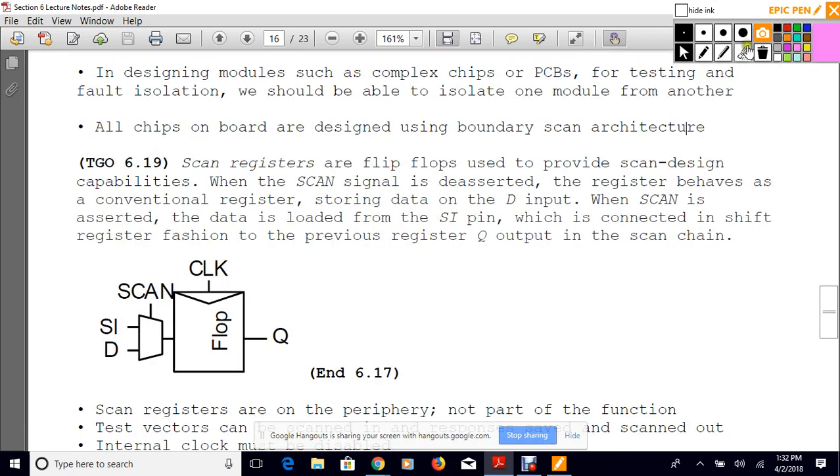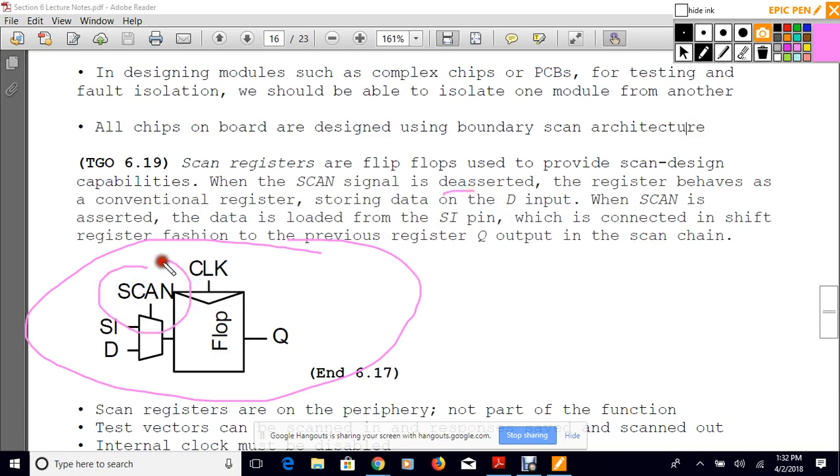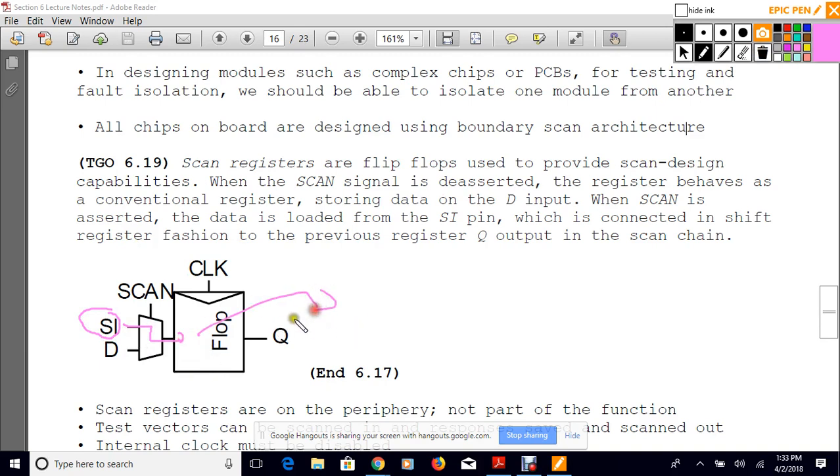So specifically on the outside, I was talking about what we would be collecting, and we'd be collecting them in these scan registers. Specifically, scan registers are flip-flops used to provide scan design capabilities. When the scan signal is deasserted, meaning it's 0, the register behaves as a conventional device. So that means we have our conventional signal going through, and then it's propagated. Obviously, a flip-flop is normal. When it's asserted, meaning scan is now 1, now I'm doing this value.